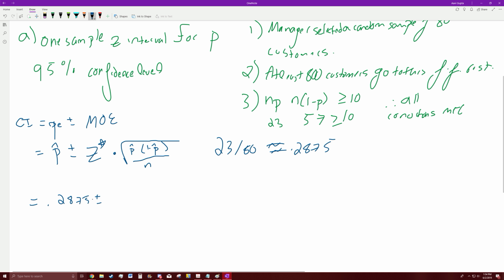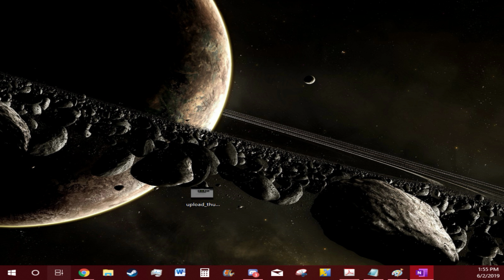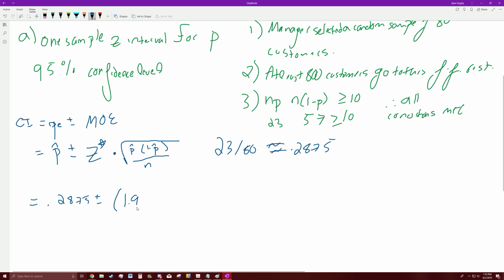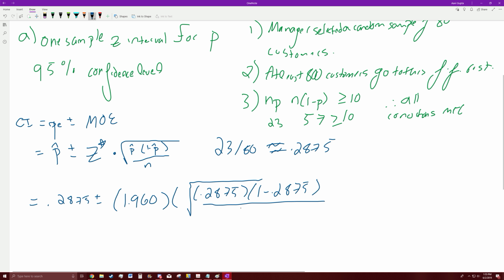So we can just say 0.2875 plus minus. Well, now we're doing a 95% confidence interval, right? And this is for z. So we use our infinite row, which is the complete last row for the degrees of freedom, and then we match it up to 95%. Oh, and that's 1.96. So our z star value is going to be 1.960 times the square root of 0.2875 times 1 minus 0.2875 divided by n, which is 80.